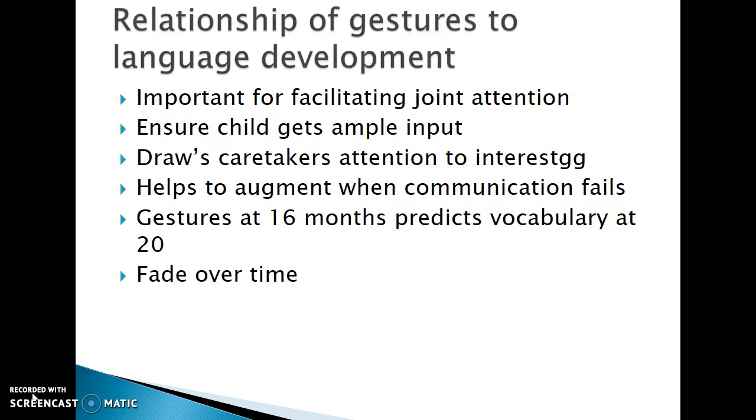And we also know, and this is an important point, that gestures at 16 months predicts vocabulary at 20. So we know children who are doing a lot of gestures is a really good sign for language development. And then the last piece there suggests that gestures fade over time. So all of this sort of ways that kids are augmenting their interactions early on don't continue when they have words. It's not to say they stop using gestures, but they just end up having the same kind of reference point.